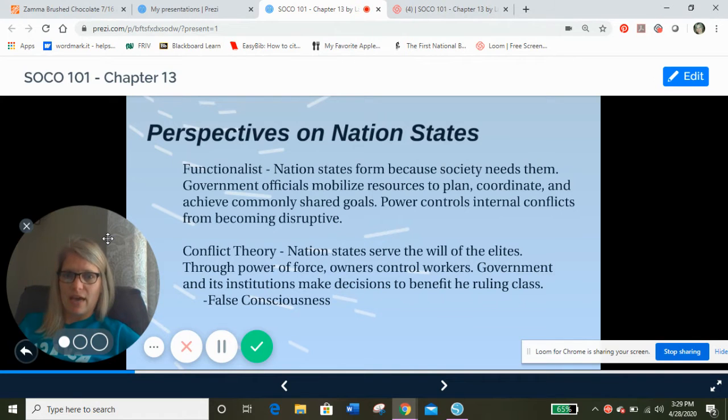Conflict theory sees that nation states serve the will of elites through power, force, ownership over businesses, that government and its institutions make decisions to benefit the ruling class. We're going to get more into this perspective and this way of looking at nation states later on in this chapter, but we're bringing up the term of false consciousness again, where people basically are self-serving to support the ruling elite.